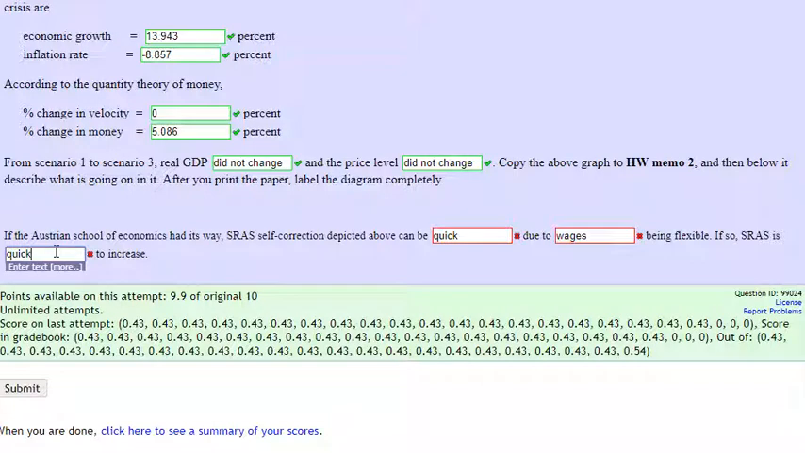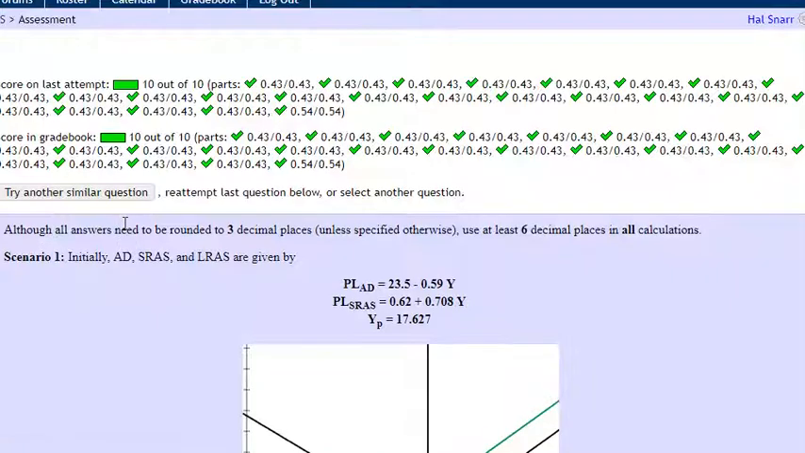Because in the Austrian school, there is no intervention. There's no welfare benefits. There's no unemployment insurance. There's no government unemployment insurance. There's no government food stamps or whatnot. So people who are unemployed have no choice but to go back to work at lower wages. So now we hit enter, and we do get all the answers correct.